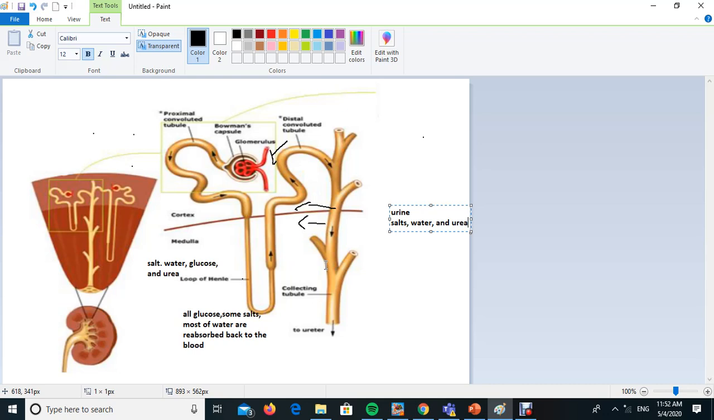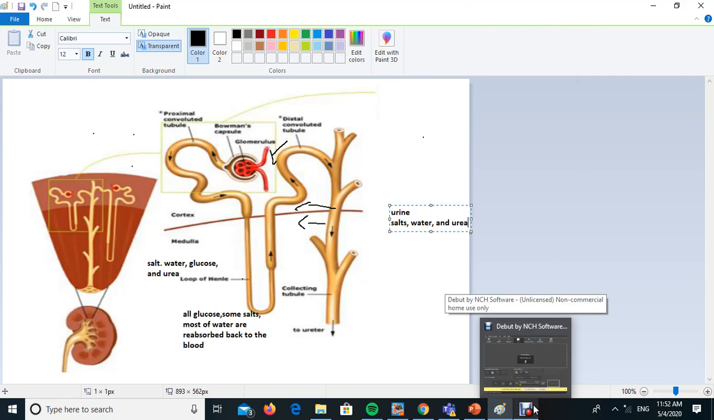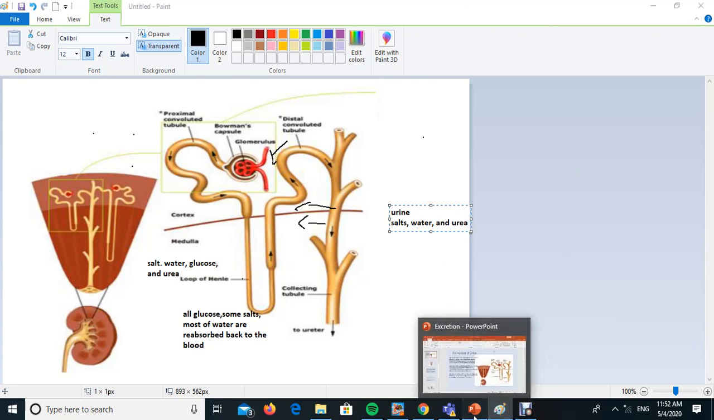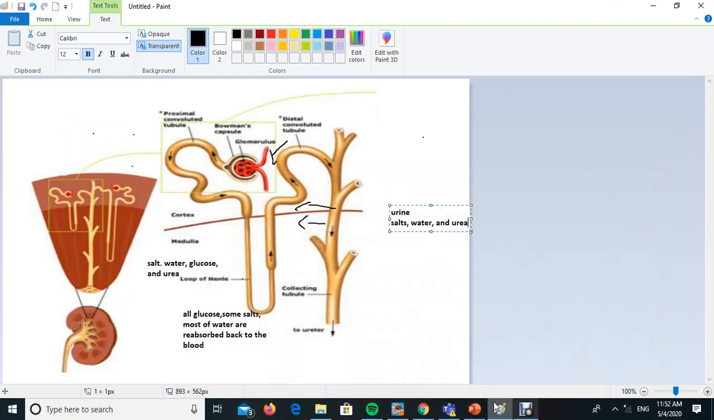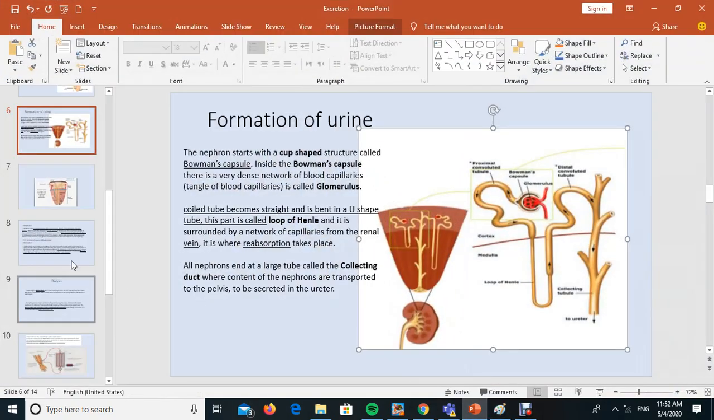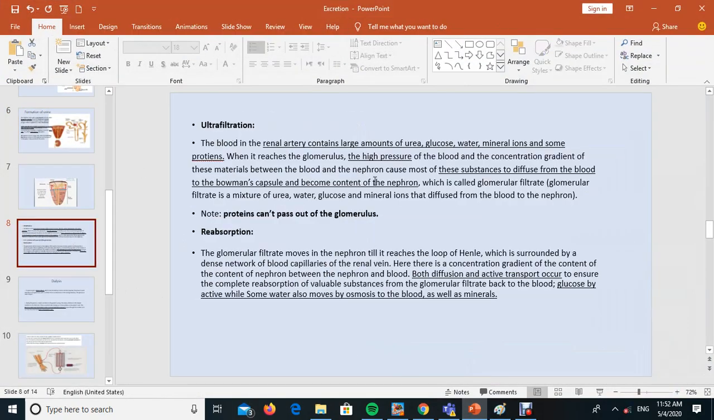That's why we have something called homeostasis that we are going to talk about, and kidneys play a very important role in osmoregulation. By the end of this chapter, we are going to talk about what osmoregulation is. All of this is mentioned in your book, page 157, and in the PowerPoint on excretion, on this page. This is the filtration and this is the reabsorption.